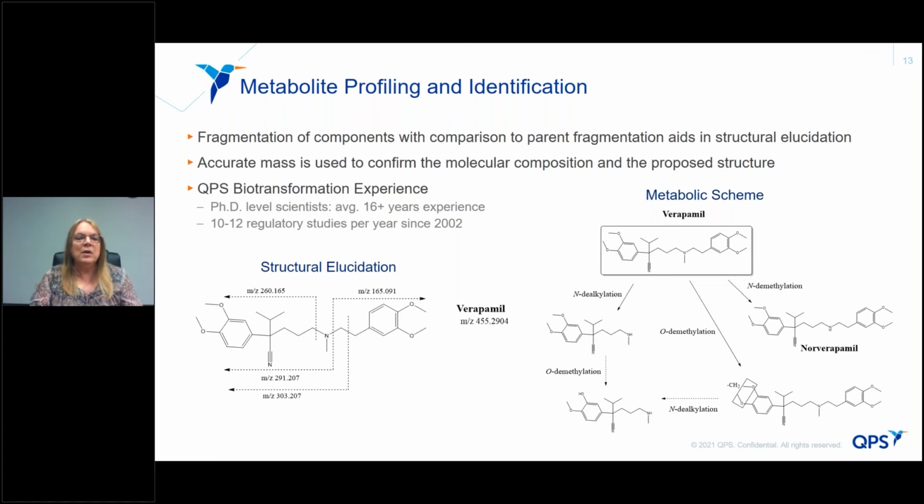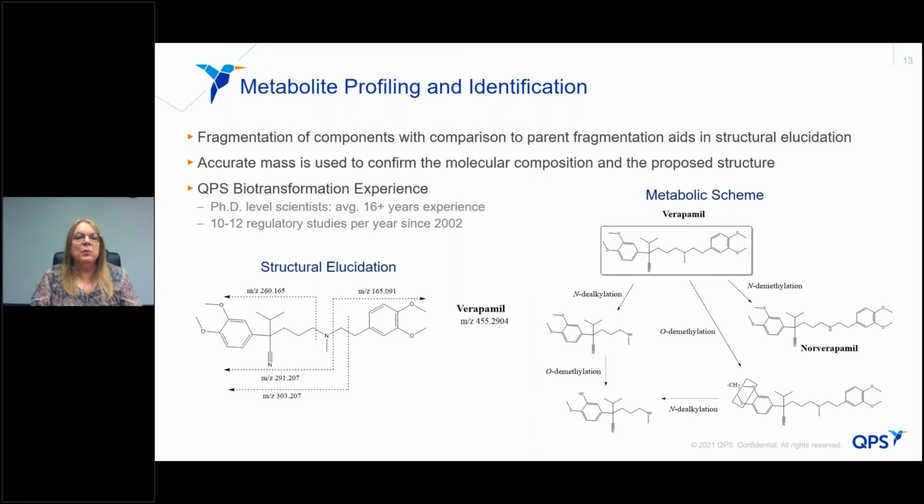So the verapamil compound fragments in a number of ways that give us one fragment to the right and 3 fragments to the left, which actually help in structural elucidation. And for verapamil, as you can see on the right-hand side, there are a number of metabolic pathways that this compound takes. It does N-demethylation, O-demethylation, N-dealkylation, and combinations thereof.